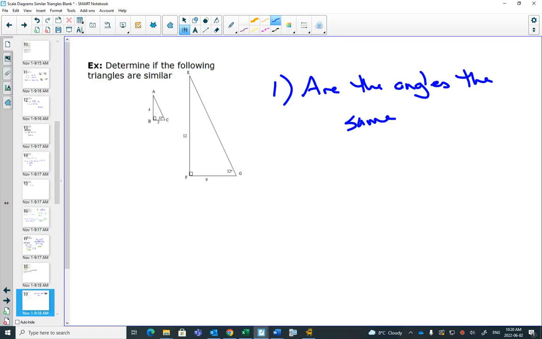Hey, do you know how to find the other measurement of an angle in a triangle if you know 2 of them? You forgot?